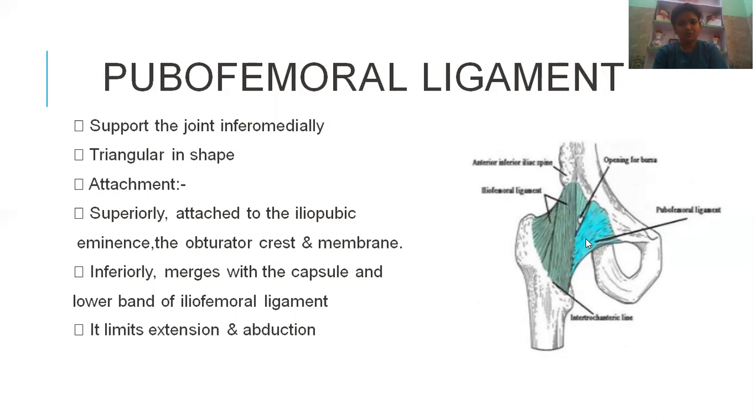The attachment: superiorly it is attached to the iliopubic eminence, the obturator crest and membrane. So here, this is the iliopubic eminence, obturator crest and its membrane, and inferiorly it is merged with the capsule and the lower band of the iliofemoral ligament. This is the iliofemoral ligament, and this is its lower band. So inferiorly, the pubofemoral ligament merges with the iliofemoral ligament and the capsule of the hip joint. It limits extension and abduction.